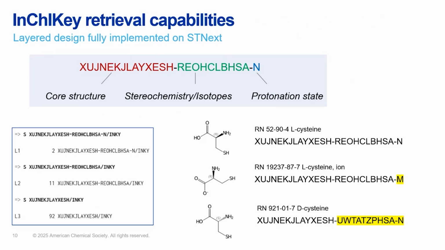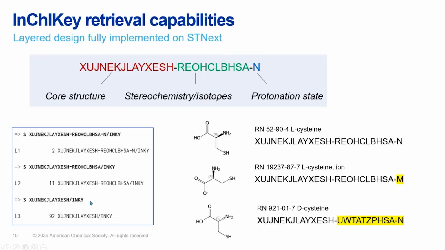Now, why would you want to do that? So here's an example where we're looking at cysteine, and we've got 3 different possibilities here. We can search at the most specific level, which would have all the core structure, all the stereochemistry and isotope information, and if there's any protonation, anything like that. When we search at that very specific level, we get 2 records of interest. If we do this again, but we take out the protonation concept, we now get an additional 9 records. Maybe these are salts, maybe they're different ions. And you can see an example here where we simply have the L-cysteine with the ion, or the carboxylic acid.